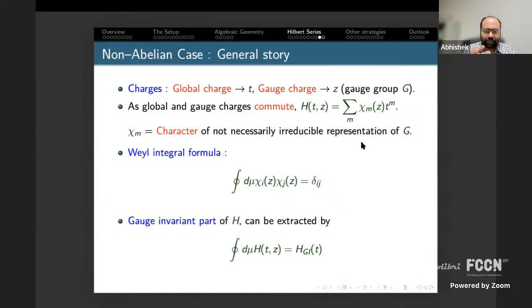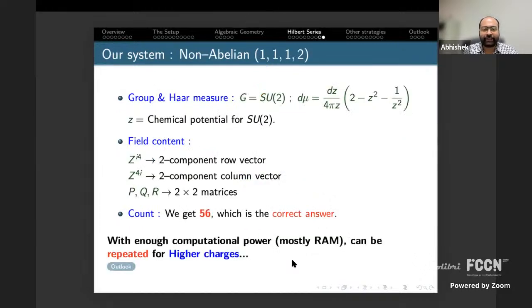And you can then try to extract the gauge invariant part by using the Weyl integral formula, the Haar measure, etc. So basically, you want to get rid of the z from here, and you will be left with a Hilbert series of only the fugacity T. If you do it for the SU2 case, where the Haar measure is this and Z is the chemical potential for the SU2, you again get 56, which is the correct answer.